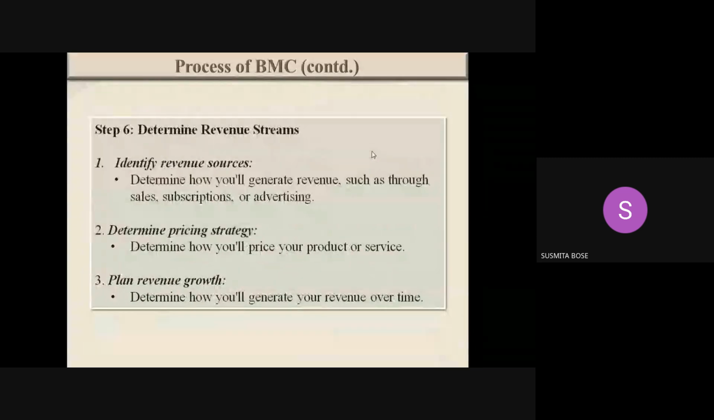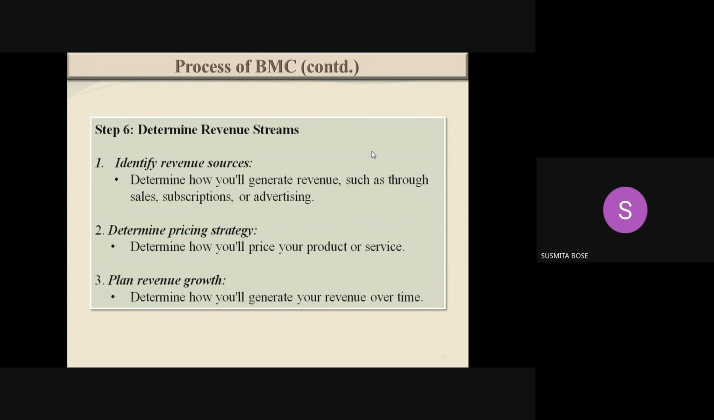Then you have to determine revenue streams. Determine how you will generate revenue, such as through sales, subscriptions, or advertising, or how you will price the product or service. How will you determine the price of your product and service? This is also very important, what will be the price of your product.